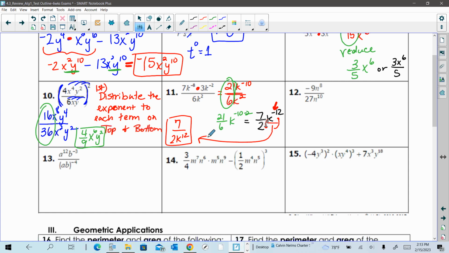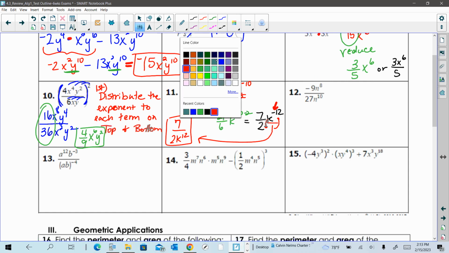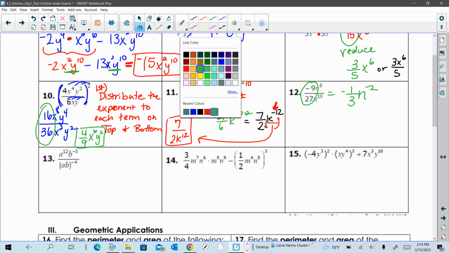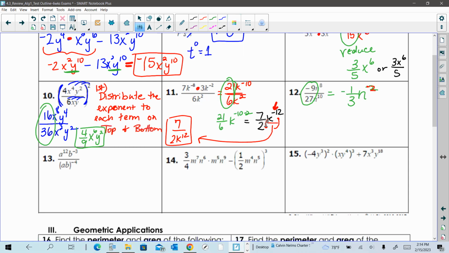So you have some negative exponents on number 12. Let's go ahead and let you try that. You can reduce the coefficients. It's going to stay negative. So hopefully we're getting to a negative 1/3 n to the negative 2, but then we can't keep this negative exponent of 2, so we have to take the reciprocal. So really our final answer here is 1/3 n squared, or 1 over 3n squared.